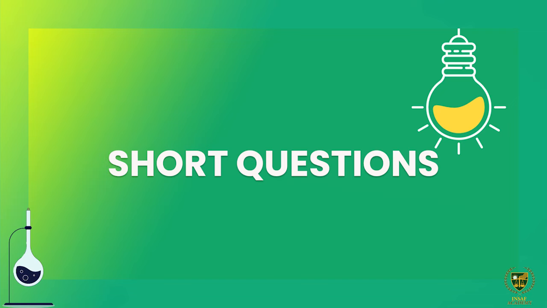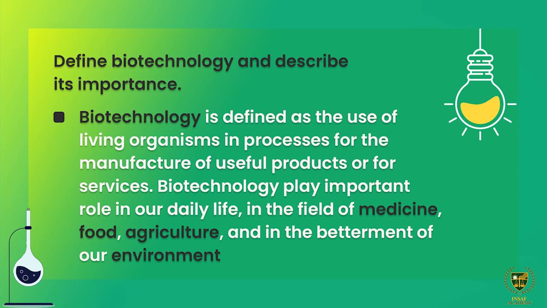Here are some short questions. Define biotechnology and describe its importance. So dear students, biotechnology is defined as the use of living organisms in the processes for the manufacture of useful products or for services. Biotechnology plays an important role in our daily lives, in the field of medicine, in the field of food, agriculture, and in the betterment of our environment.